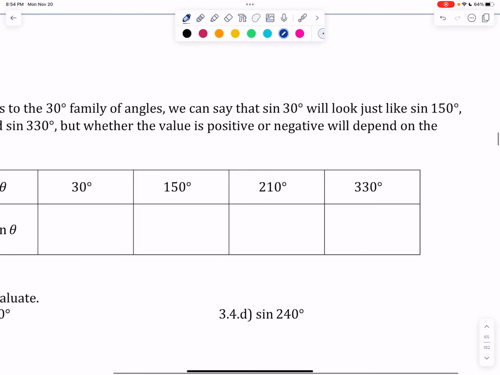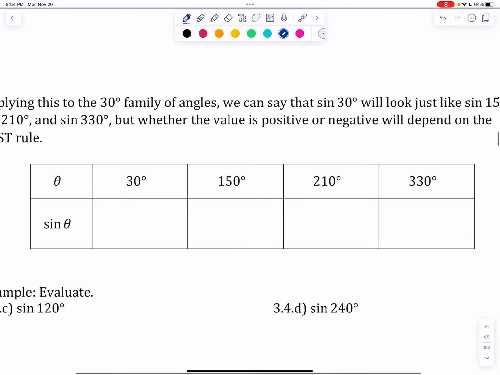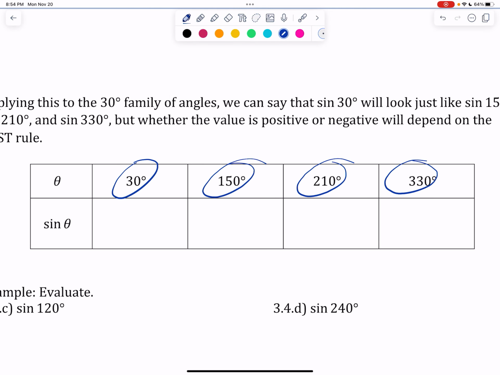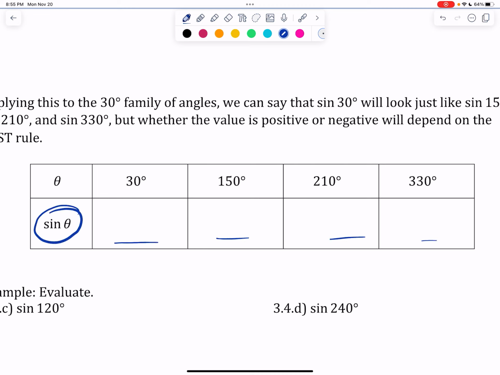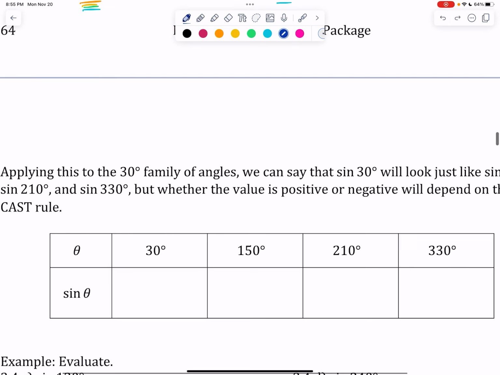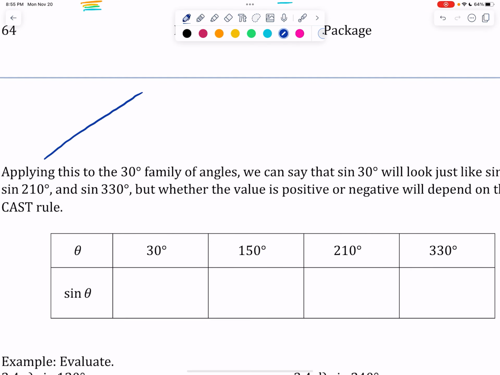Again, these are all part of the same angle family. We found that earlier. 30 degrees, 150, 210, 330. They're all part of a 30-degree angle family. They all have the same reference angle. And because of that, when we look at sine theta for any of these, they're all going to have the same magnitude. And what might differ is the sign, like whether it's positive or negative. So if we're talking about a 30-degree angle and we want sine theta, for that, I'm going to use special triangle.